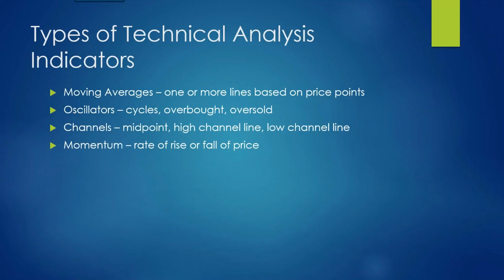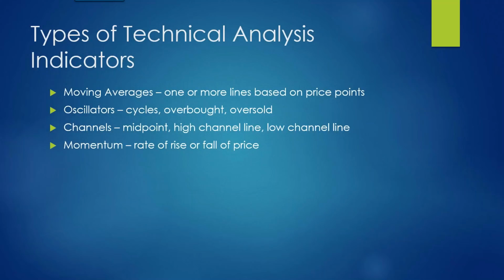Now, oscillators are used a couple of different ways. You can identify cycles. In other words, typically between one high and the next high might be 3 days. That would be a cycle, and you can use that for timing. But oscillators can also be used to identify overbought conditions, oversold conditions, or even divergence.